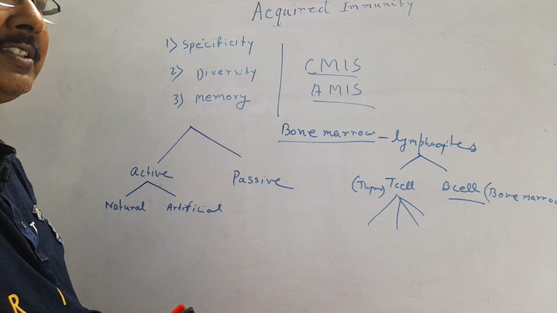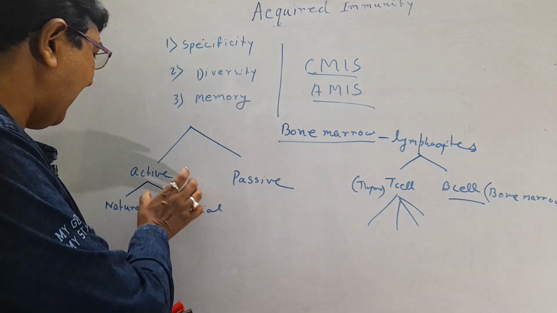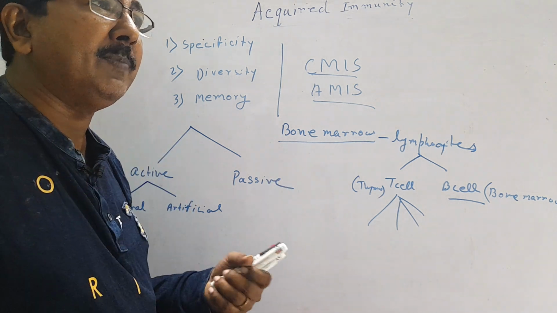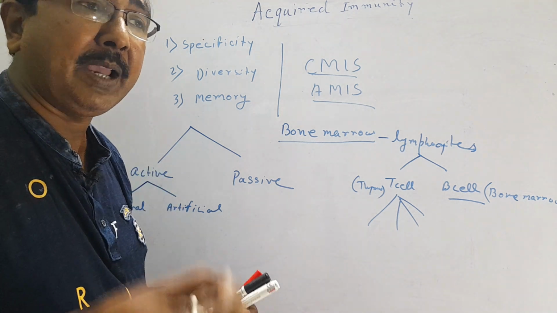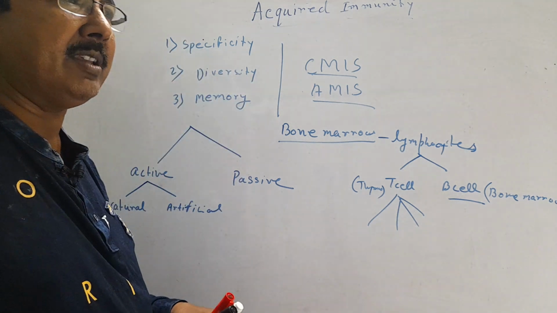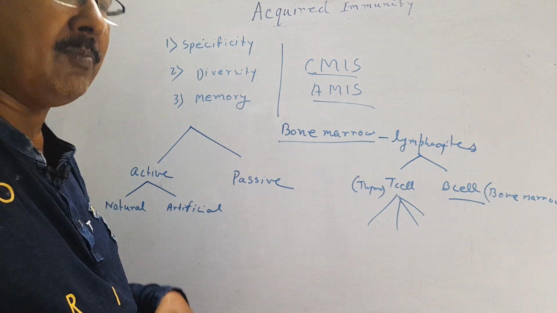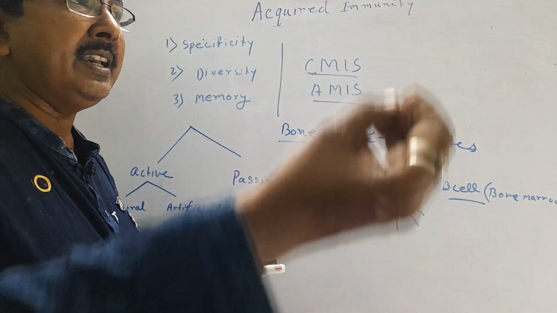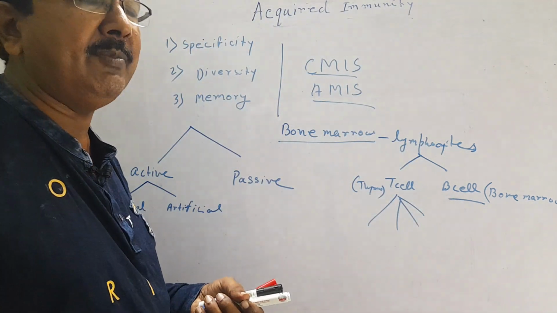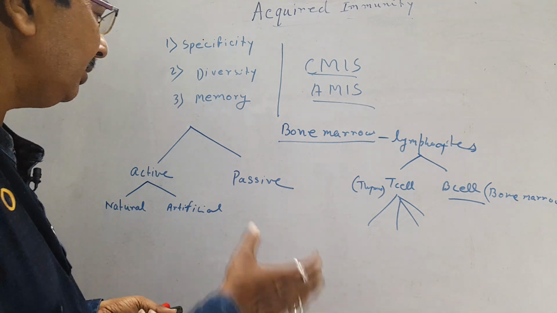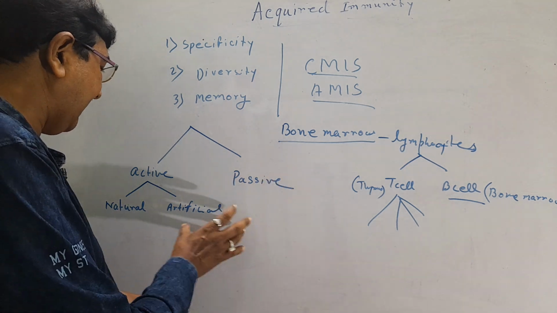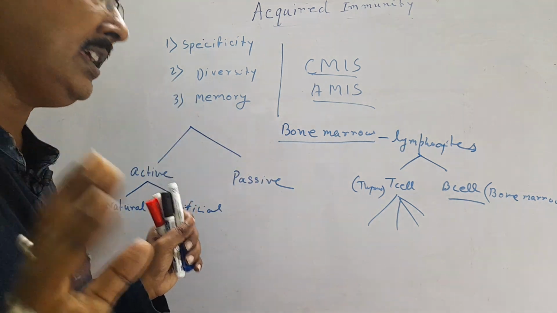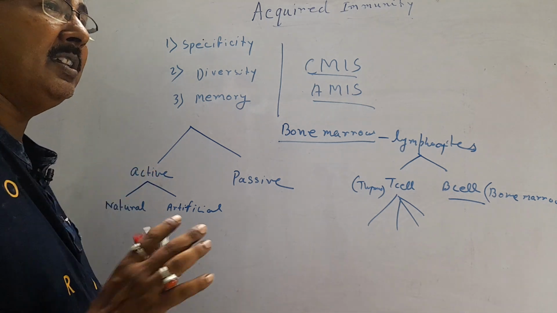And artificial active immunity means the resistance introduced by a vaccine. We inject a dead germ or pathogen into our body by the process of vaccination, and our body produces antibody. This is not natural. We artificially introduce the germ in our body and our body produces antibody. So this is artificial active immunity. Vaccination is artificial active immunity.